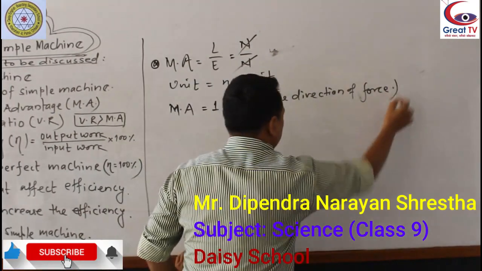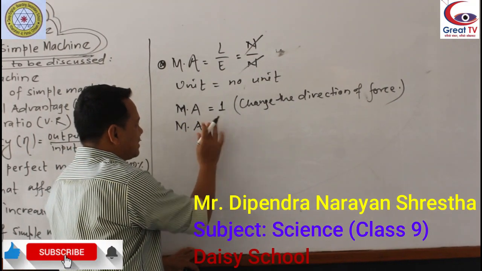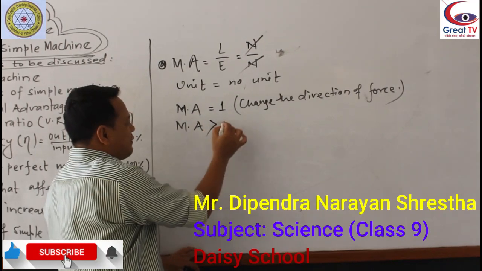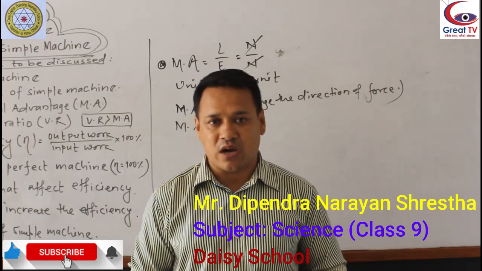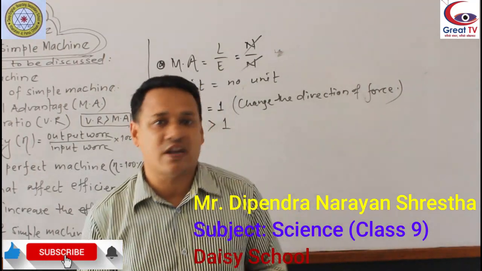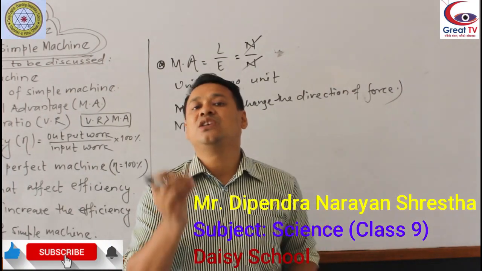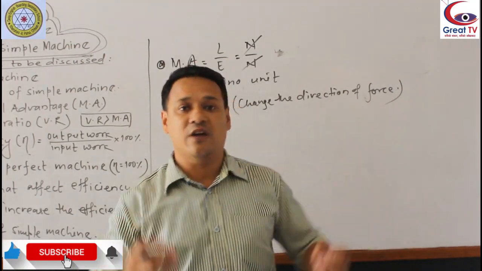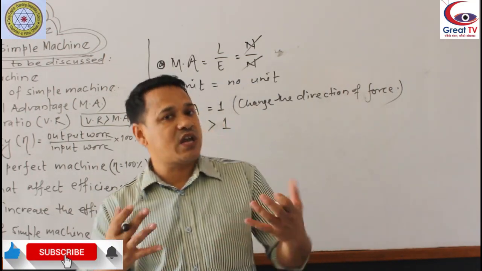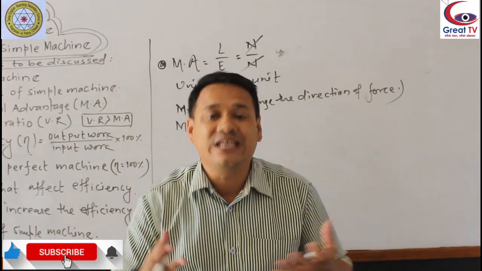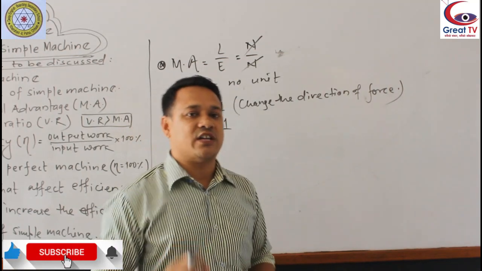Okay, change the direction of force. Similarly, while calculating mechanical advantage, if you get mechanical advantage more than 1, it means the machine can magnify the applied effort. Magnify the applied effort means using less effort you can lift the heavy load and complete the heavy work. You feel easy to do work. That is the magnification.